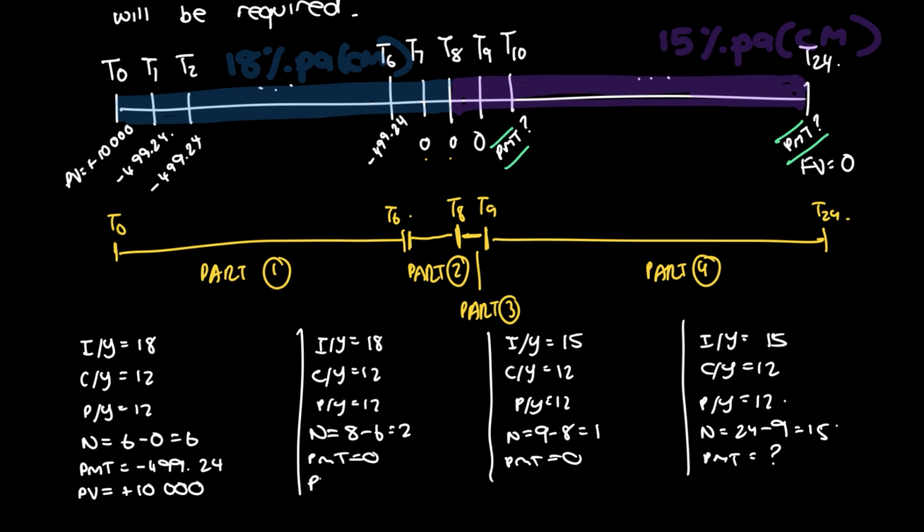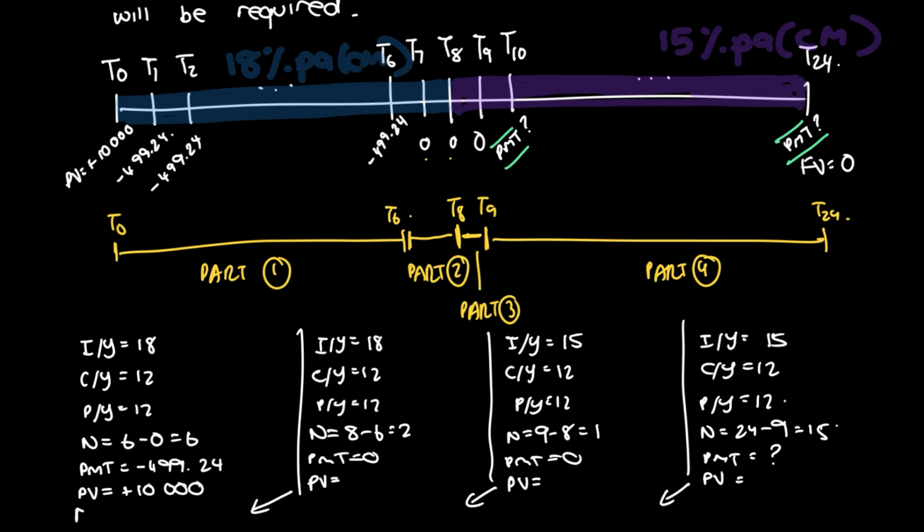Okay, and our present value for part 2 is actually the future value for part 1. So I'm just putting an arrow there so you can see that it's connected. Then our present value for part 3 comes from our future value from part 2. And then we have our present value for part 4, and that comes from our future value from part 3.